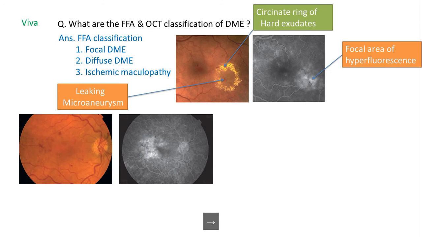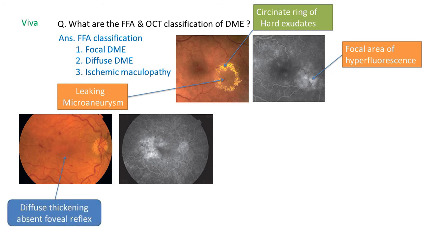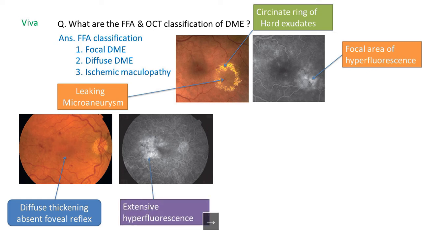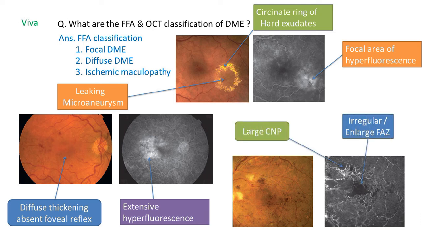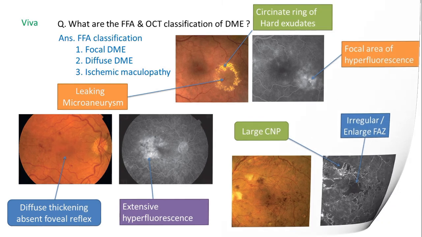Second is diffuse DME, in which there is diffuse retinal thickening present, which may render localization of fovea impossible, and it shows extensive hyperfluorescence in late phase of fundus fluorescein angiography. Third is ischemic maculopathy, in which there may be large capillary non-perfusion areas, and irregular or enlarged foveal avascular zone is seen in fundus fluorescein angiography.